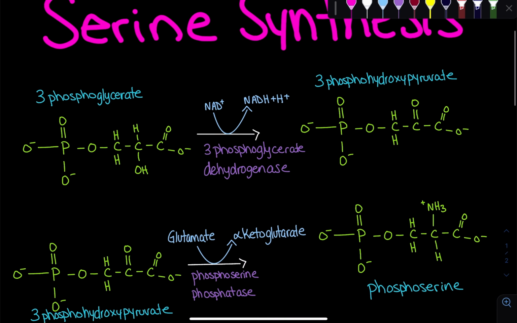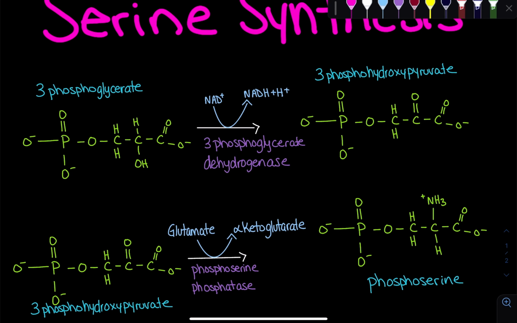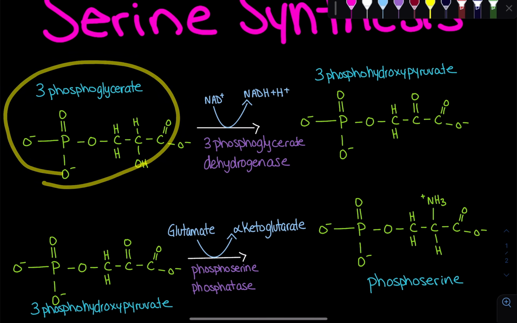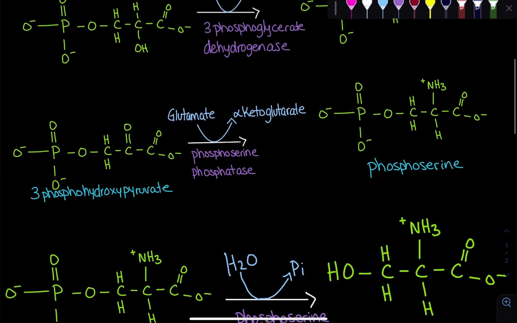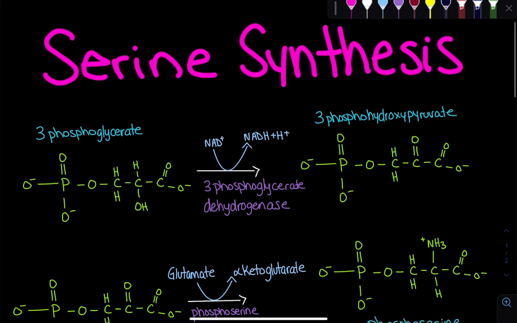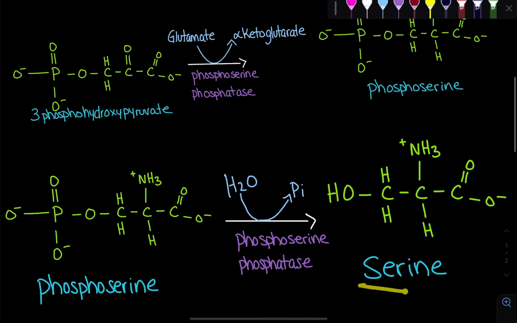So it's just important to note what the reactant is. We start off with 3-phosphoglycerate to end up with serine. And that 3-phosphoglycerate is coming from glycolysis. And now serine can go on to make both glycine and cysteine. So serine can essentially go on to produce other amino acids as well.